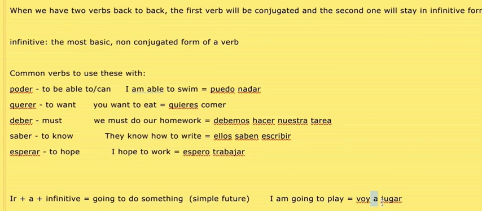Just basically puts this a in here just because that's the way that they say the simple future. It's added in. And then with tener plus que plus infinitive, to have to do something. So for example, if I were to say, we have to run, I could say tenemos, then we have to have that que, correr. And so with these two combos, it just adds the a and the que. It's just how Spanish is said. But then with these ones up here, you don't need anything between the two verbs.